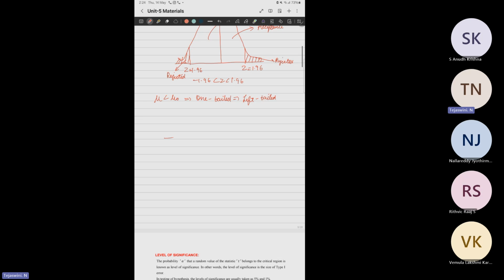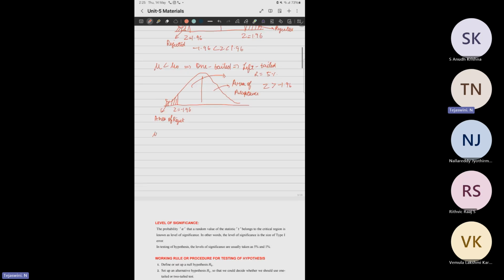So for left tail, we'll draw the standard bell curve, and then we'll assume level of significance to be 5%. So for 5%, the value of z is 1.96. This will be the area of reject. This will be basically the area of acceptance, and here will be the area of acceptance. So we'll accept our null hypothesis if our value of z is greater than minus 1.96.